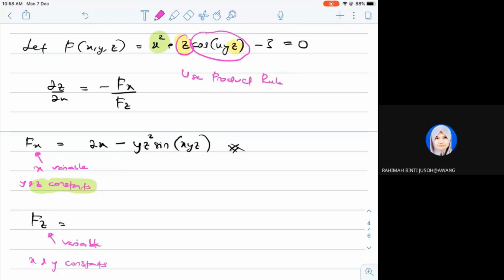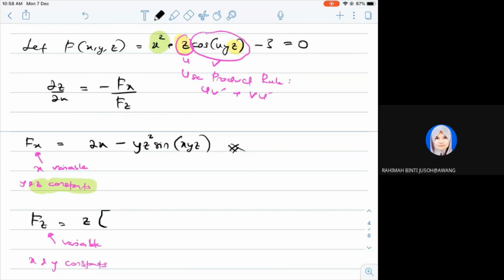Okay, so this is your U, cos XYZ becomes your V. So by using the product rule, we have UV prime plus VU prime. Okay, so let us do this. UV prime, so U is Z. Z, open the bracket, multiply by V prime. So V is cos XYZ.